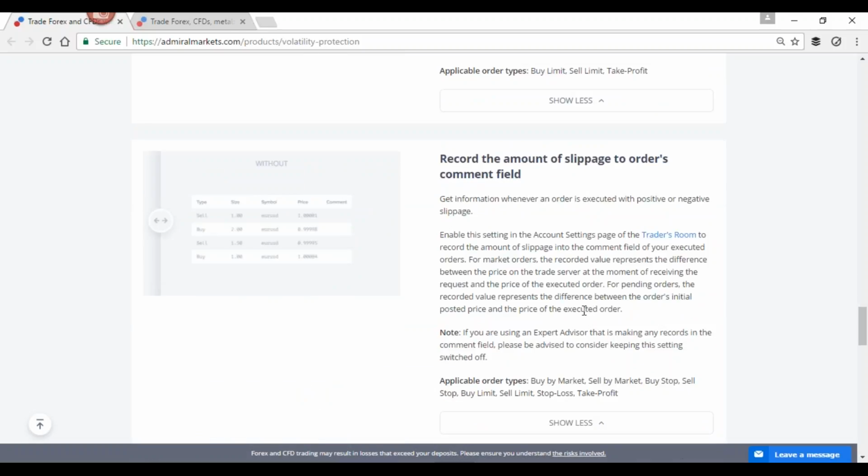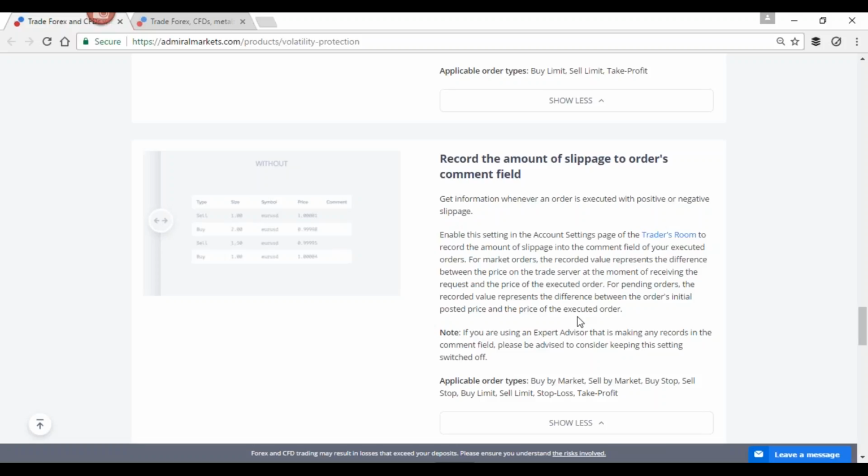And last but not least, and then we've gone through all of them already, pretty fast actually, is that you can record the amount of slippage in the comment field. So that's pretty straightforward, I think, and pretty clear. All right? Nothing to add, I think, on that one.